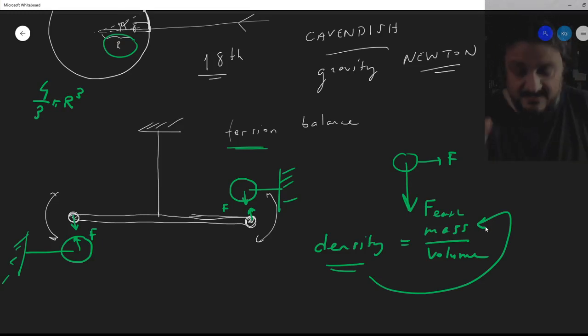All right, that's the thought process he had. So he did it. He found it. It was not a bad number that he got. But today we have other methods. And you can find Earth's mass many ways.